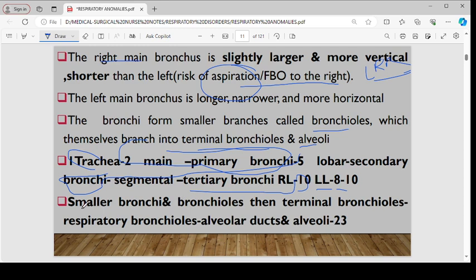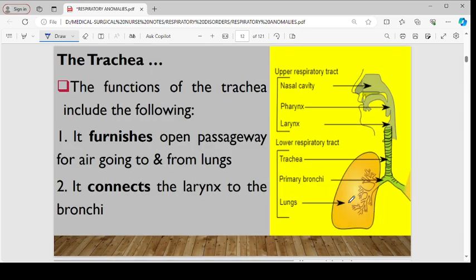From there, we have the smaller bronchi and the bronchioles. Then we have the terminal bronchioles that give us the respiratory bronchioles. Then that terminates into the alveolar ducts and alveoli. So on average, we could have around 23 generations to get to that level.